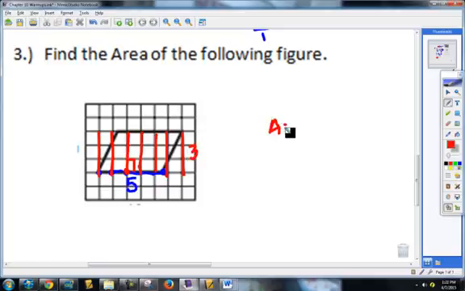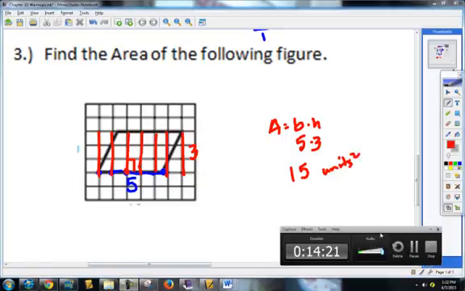So again, hang on, guys. I'll get your question in a minute. Okay, and that's going to be 5 times 3 is 15. Now there is no yards, feet, inches, or meters here. So what do we put? Units squared. Okay. Yes, questions?